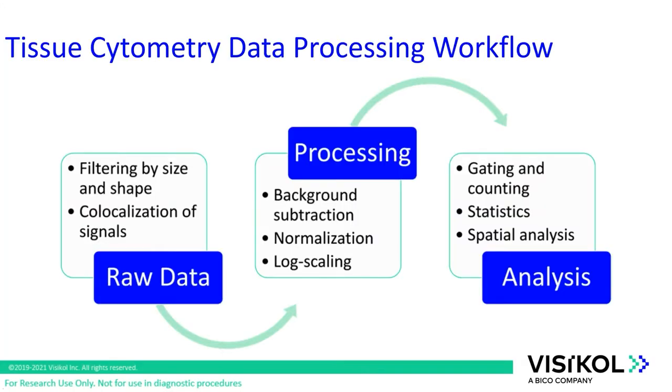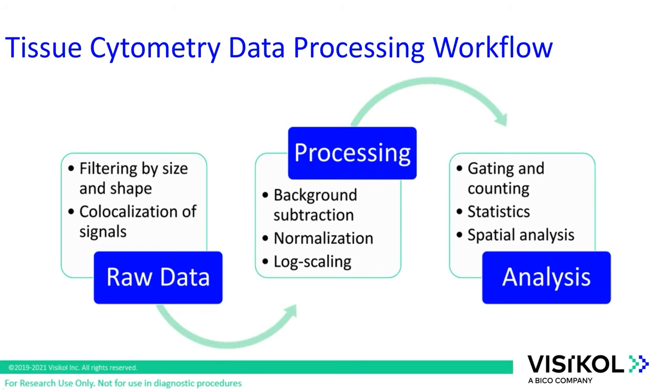So what is this overall process of doing the data analysis for tissue cytometry? First off, with the raw data, we filter by size and shape and co-localize the signals. Then we do some processing such as background subtraction, normalization, log scaling. And finally, we will apply our actual analysis. This is where we're doing the gating and counting, the statistical analyses.